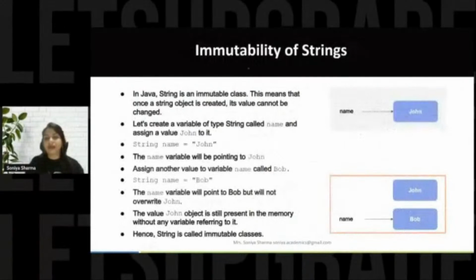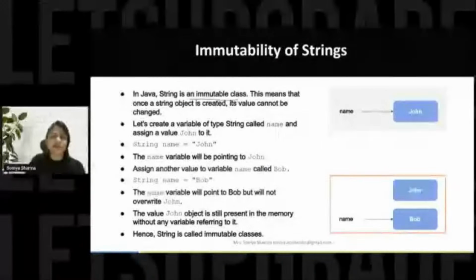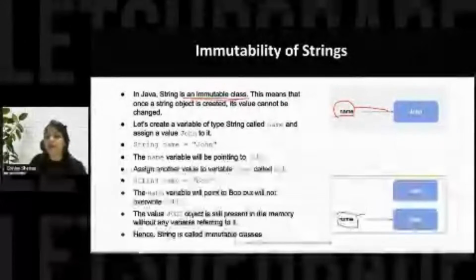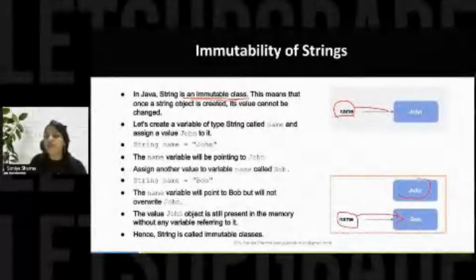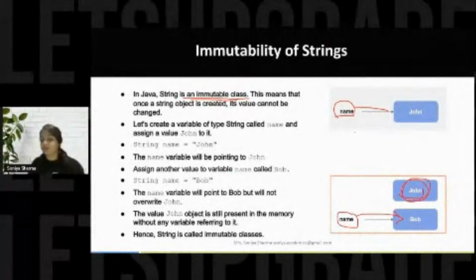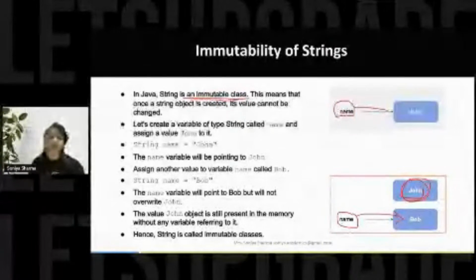Then just now I explained that strings are immutable. We have seen this particular concept. Strings are immutable. That means the name string is pointing to John. Then later on you have written name is pointing to Bob. But John is not removed from the memory. It is there in the memory.